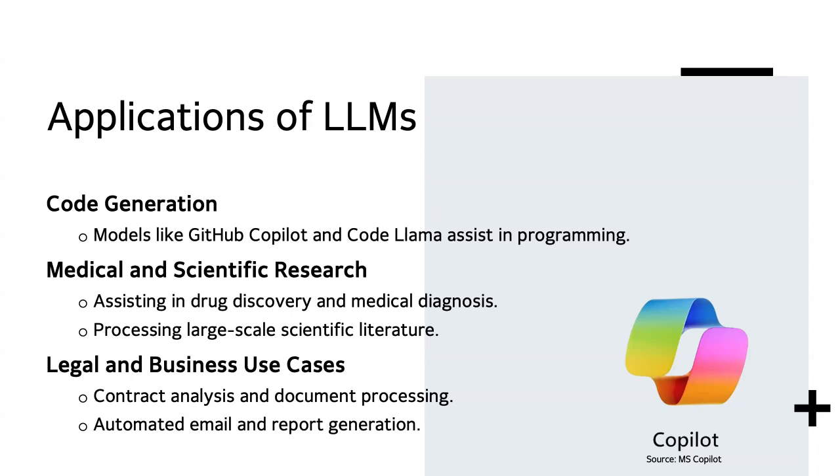Also, we can use it for legal and business use cases. So we can have contract analysis and document processing, and automate email and report generation. Also, we can use it for some requirement engineering. When we have a contract, we can generate some contract and continuously get some support from the AI agent, where we can have more contracts like this.